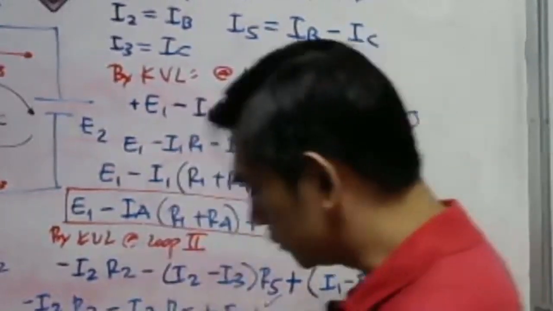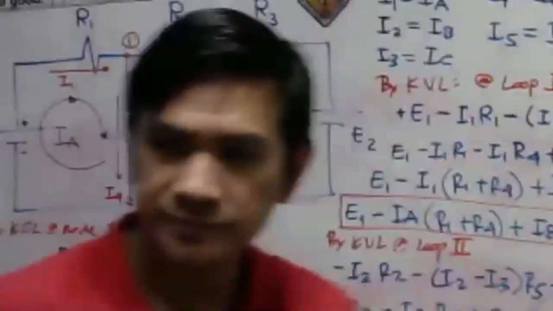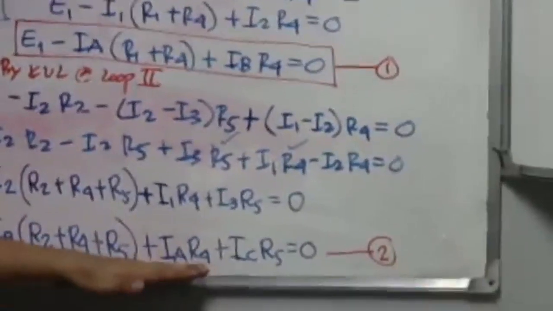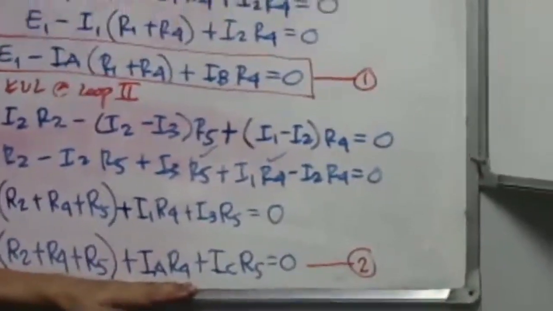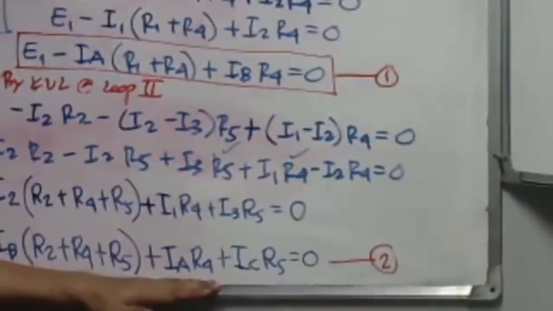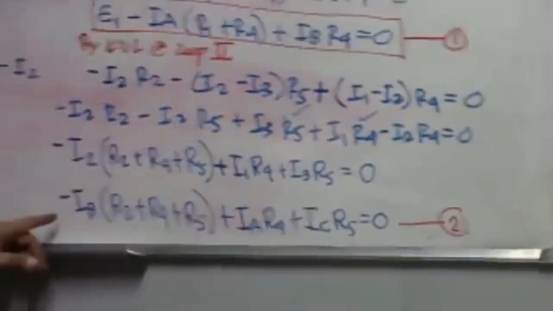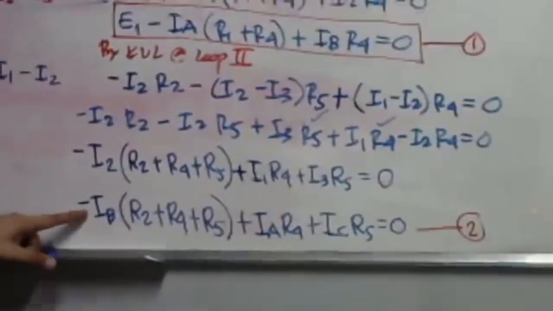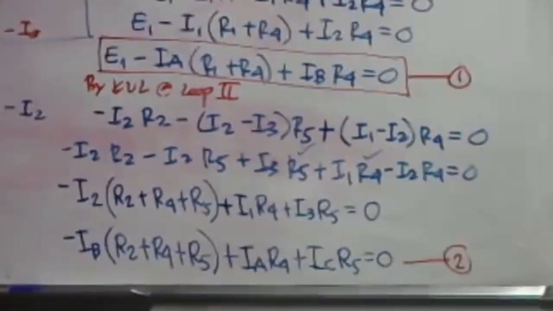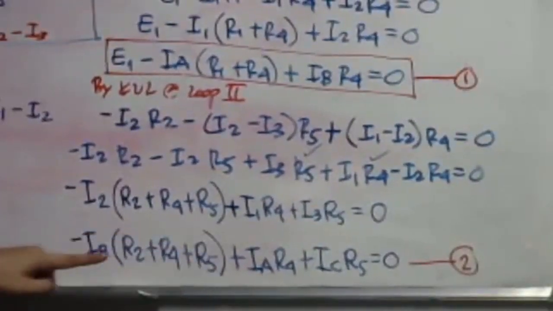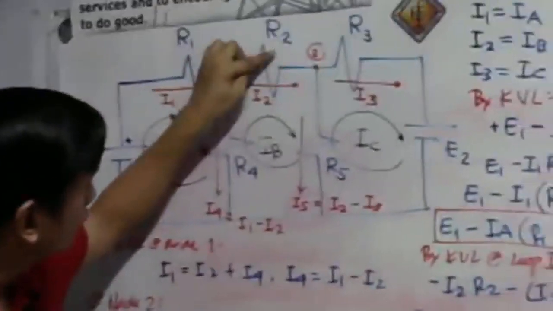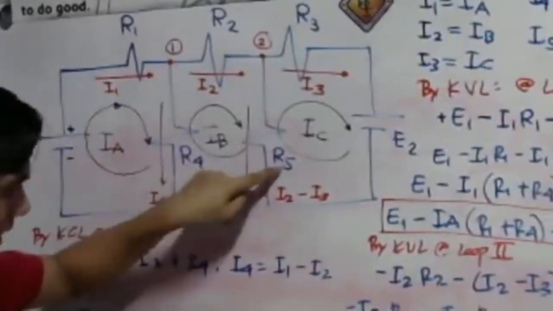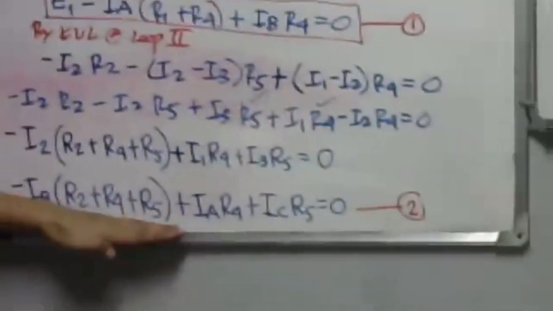What about for loop 2? Take a look here again, guys. For loop 2, we have this equation number 2. We can go directly here. So this is our negative I sub B. This is negative I sub B multiplied by the loop resistances. What are the loop resistances of this loop? R2 plus R4 plus R5. Okay, so therefore, that's correct.